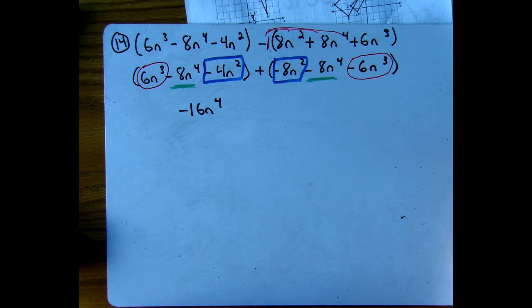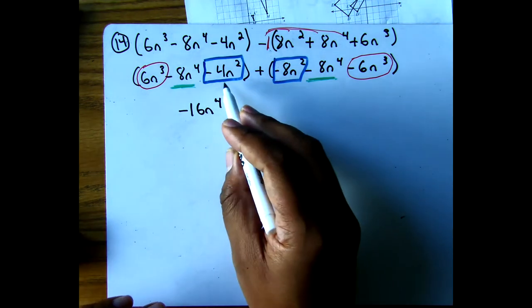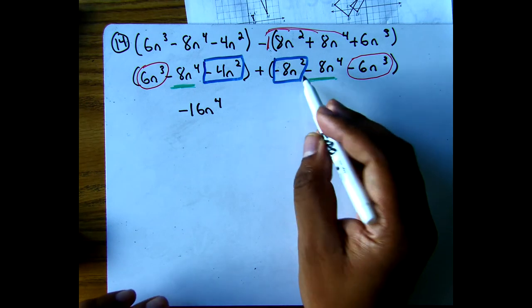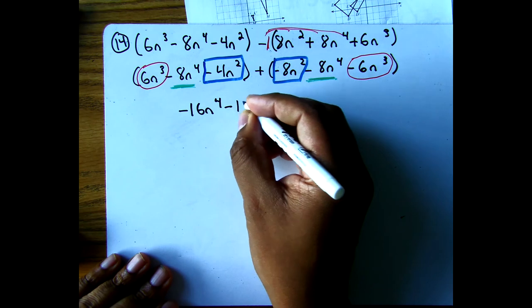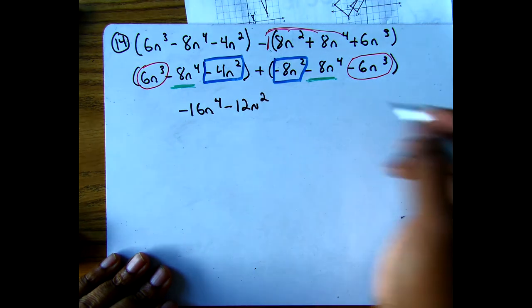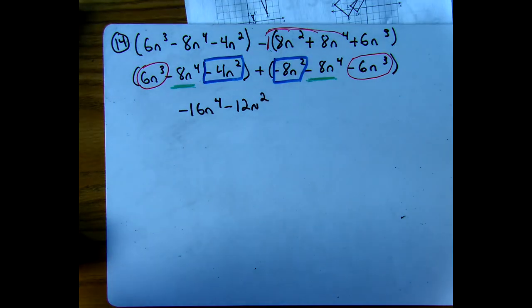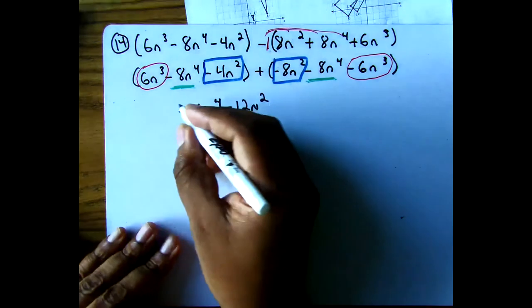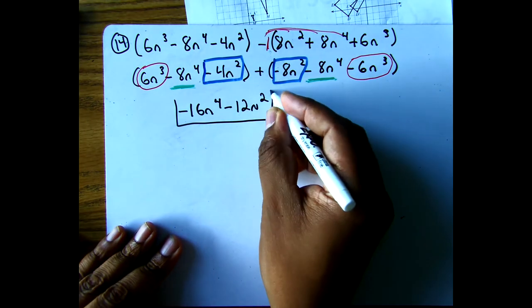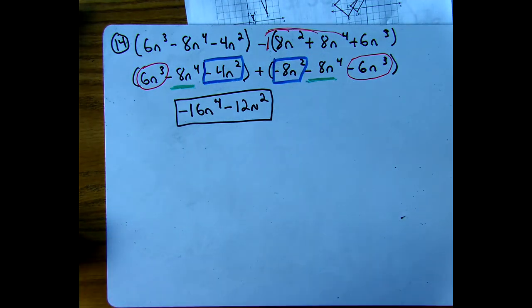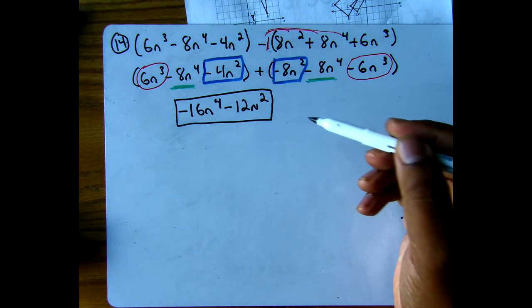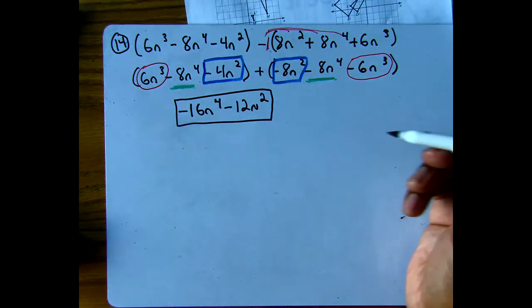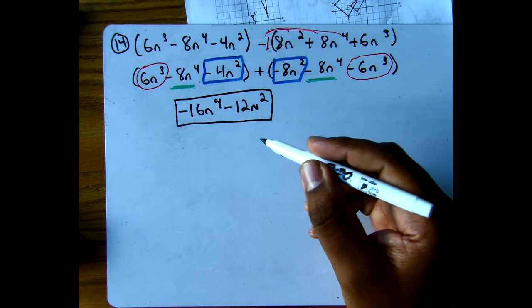Okay. And finally, I'm going to take my negative 4n to the second, negative 8n to the second, combine those, and that's going to give me a negative 12n to the second. Okay. And this is my final answer. Like I said before, just because you have two trinomials doesn't mean you will end up with a trinomial. Here we have a fourth degree binomial.